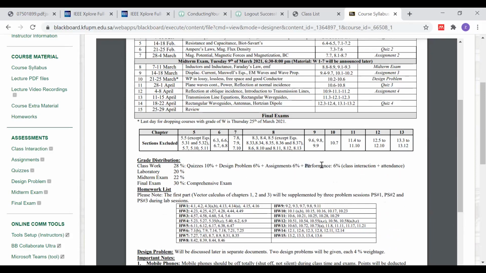Then the last part is the performance, which is 6%. Now, this performance is very important. As you can see, it is based on class interaction and attendance. For class interaction, what I'm going to do is conduct some random questions during the class. And I will either do it via the Zoom poll feature.